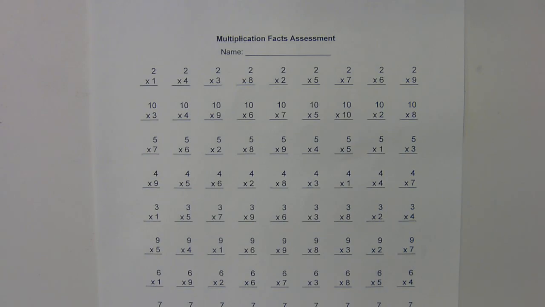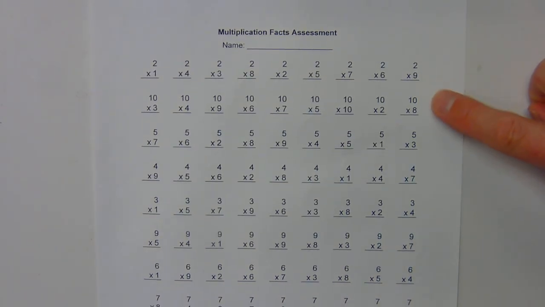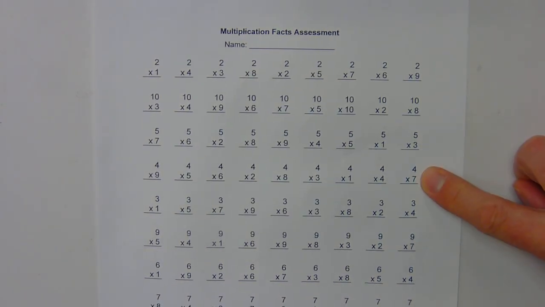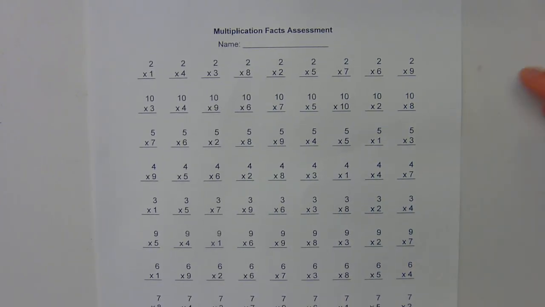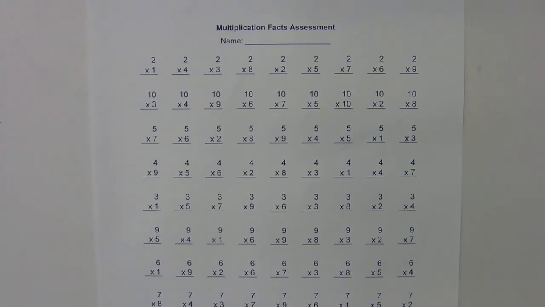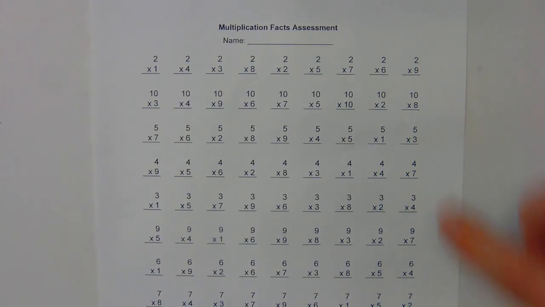I'm going to show you how I use the multiplication facts assessment to determine where my students are going to start their multiplication fact practice. So on the assessment, what you're going to have is a row of each individual multiplication fact. It starts with 2, 10, 5, 4, and so on. And this is the order that you're going to teach the facts in. And so that's why I have it in this order.